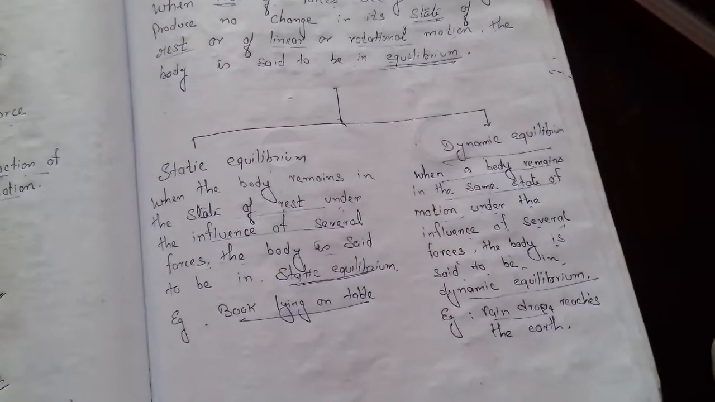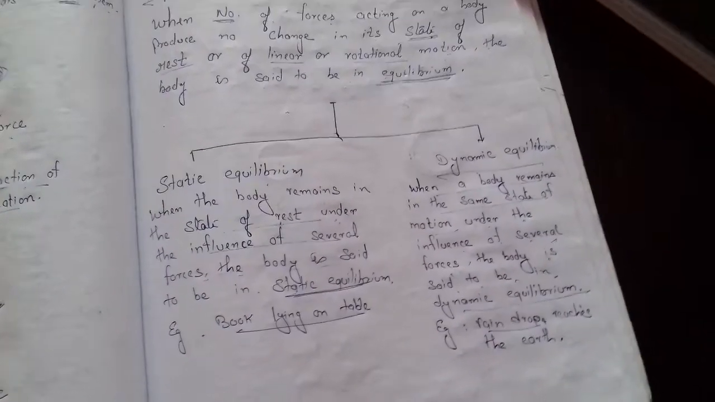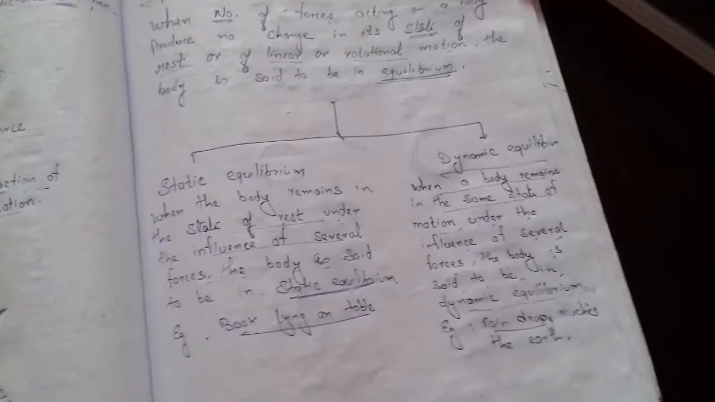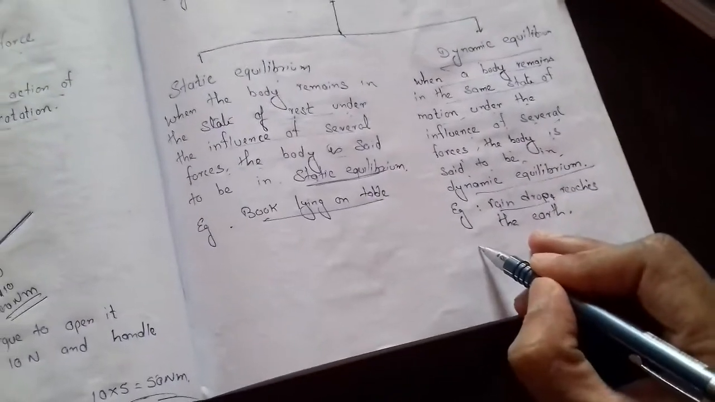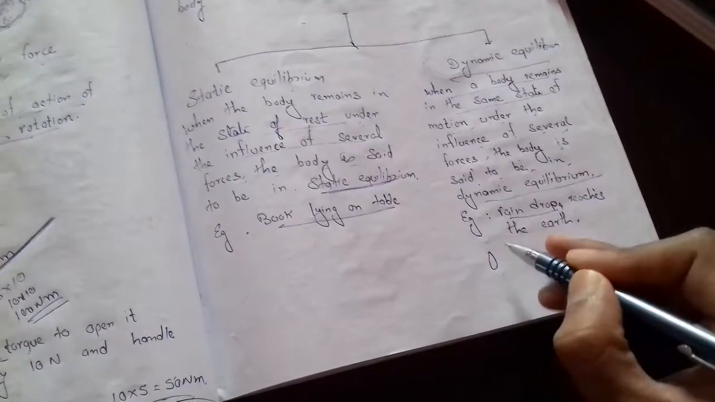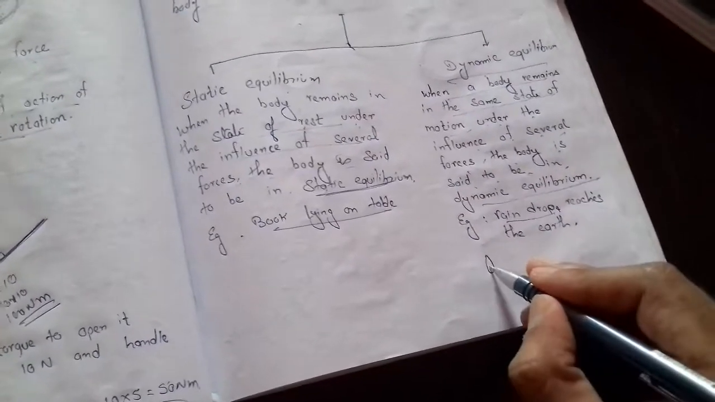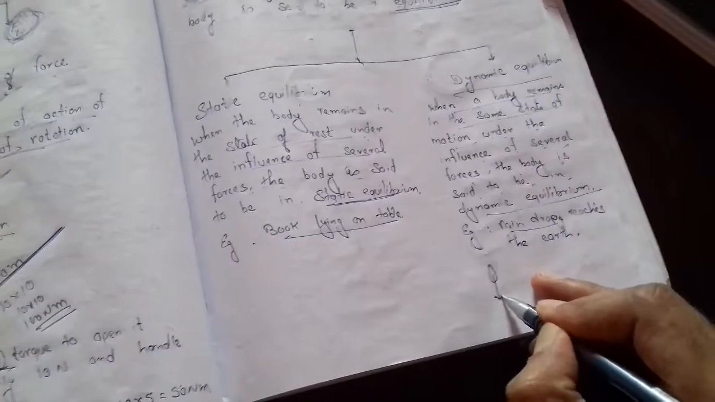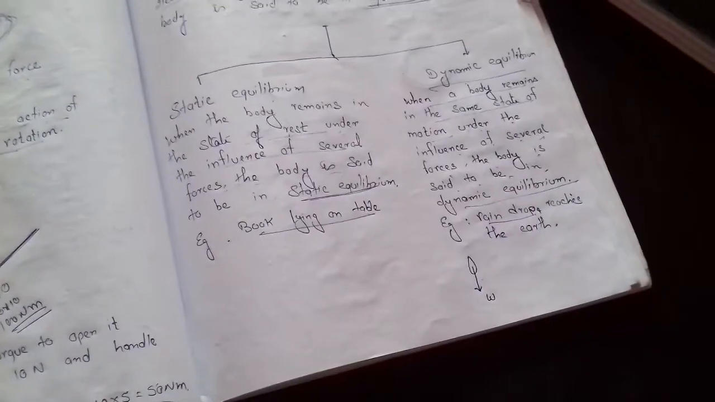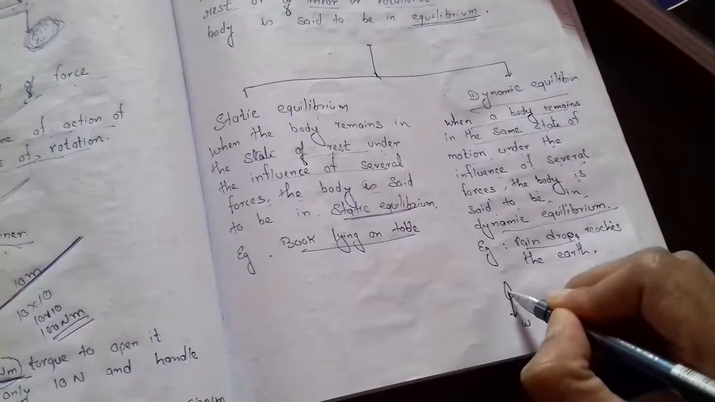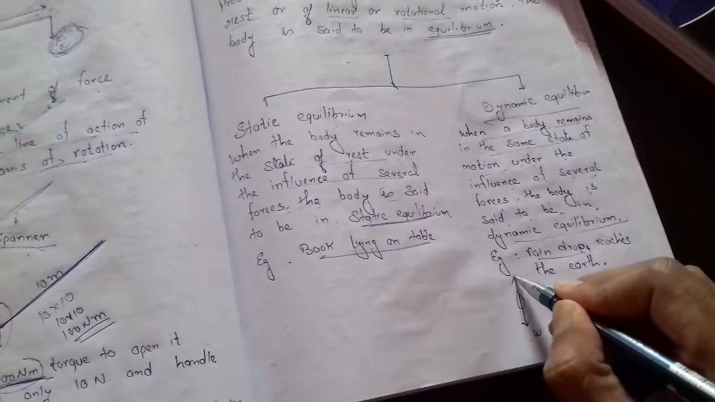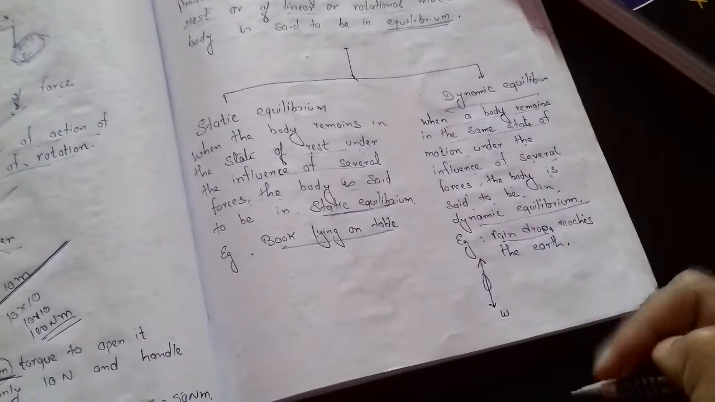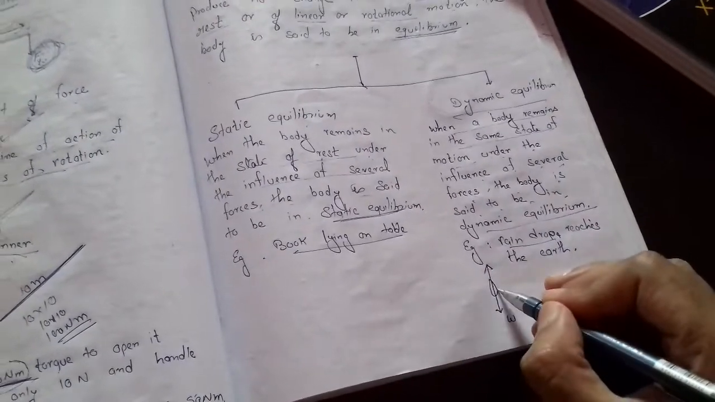When rain falls, at that time a number of forces work on this raindrop. For example, we can understand this. Suppose there is a raindrop falling toward the earth, then first of all its weight acts vertically downward. Second, in the upward direction, the buoyant force or the upthrust is working on this raindrop.